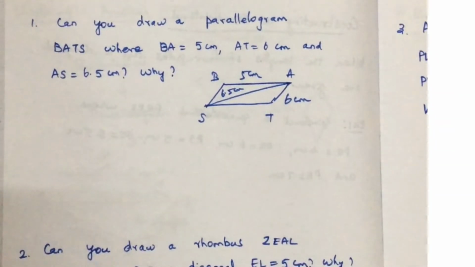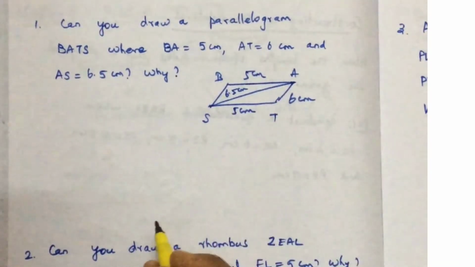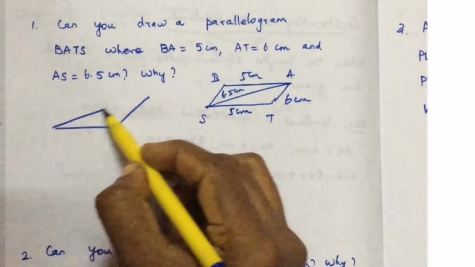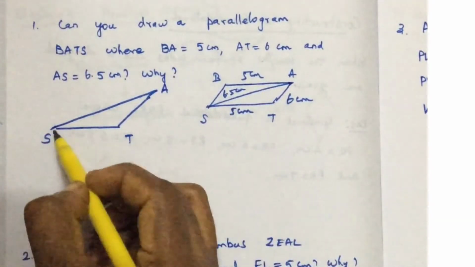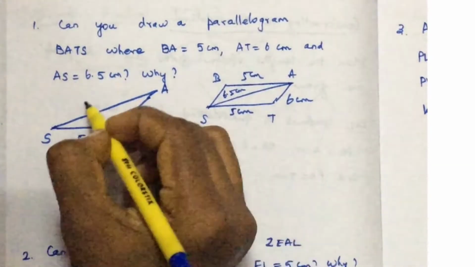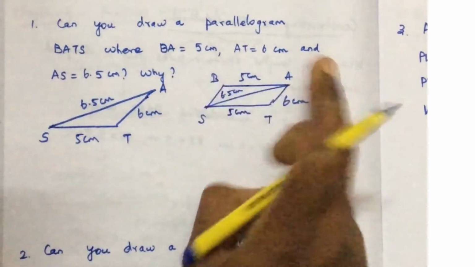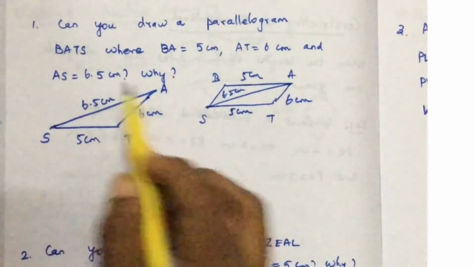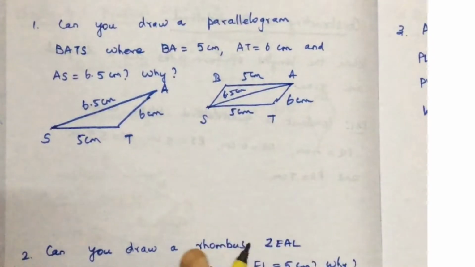So now here in a parallelogram the opposite sides are equal. So this is also 5 centimeter. Okay, now if you take this triangle alone, you see here, so this is the triangle. This is A, this is T and this is S. This is 5 centimeter, this is 6 centimeter and this is 6.5 centimeter. First you have constructed a parallelogram BATS and written the values. BA is 5 centimeter, AT is 6 and AS 6.5. Now from this I have taken only this triangle. Okay, now we have got this.